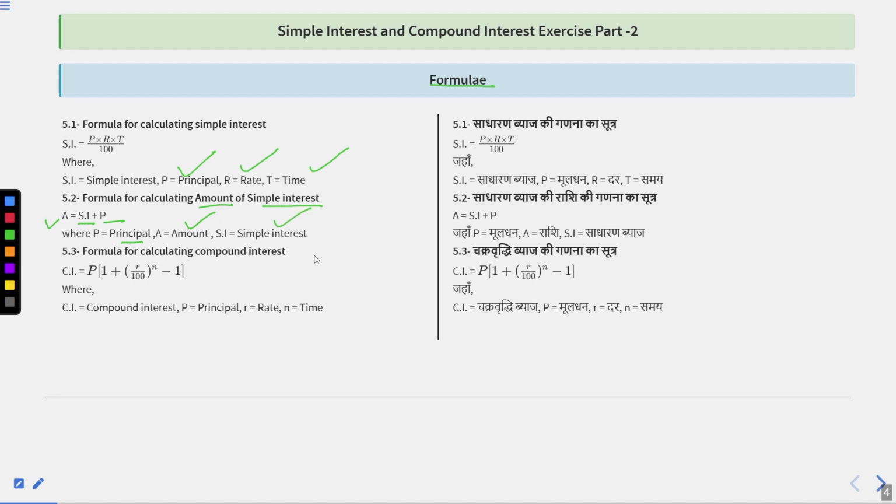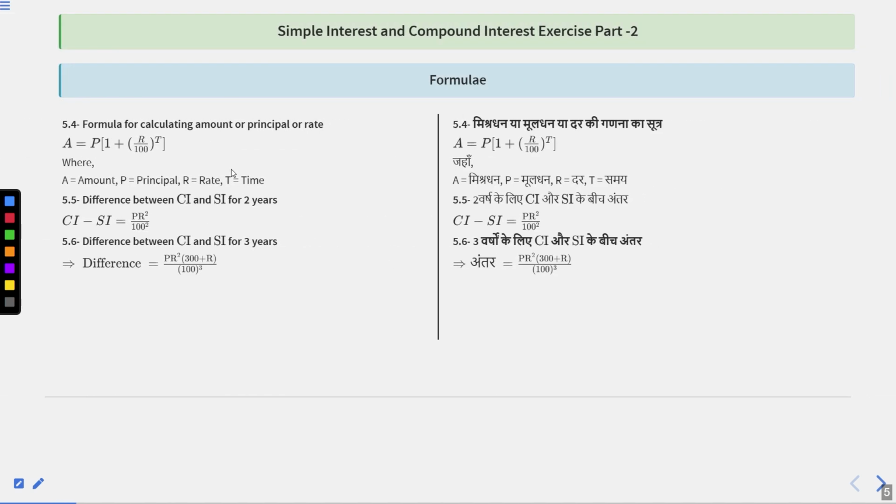In the same way, what will be the formula of compound interest? Compound interest equals principal in the large bracket, 1 plus R upon 100 to the power n, minus 1, bracket close. Here P represents principal, CI represents compound interest, R represents rate of interest and n represents number of years or time. Clear? Next. The formula of the amount is P times (1 plus R upon 100) to the power T, where A represents amount, P is principal, R is rate of interest and T is time.